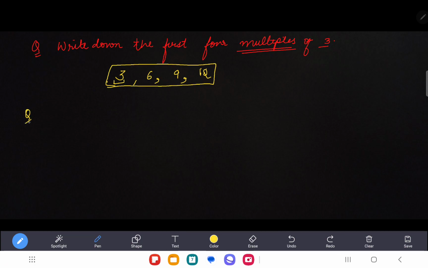Yes. So, when I say, write down the first 6 multiples of 10.